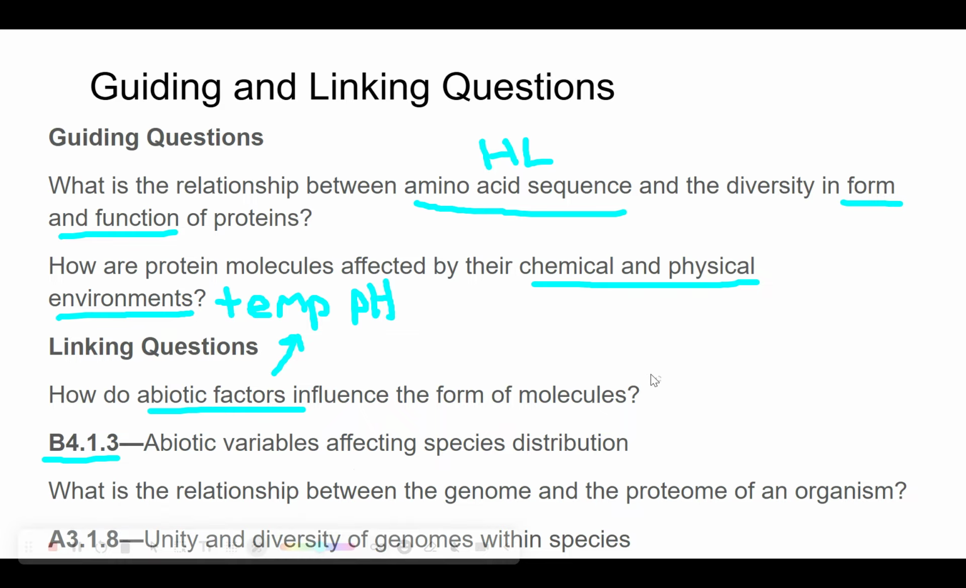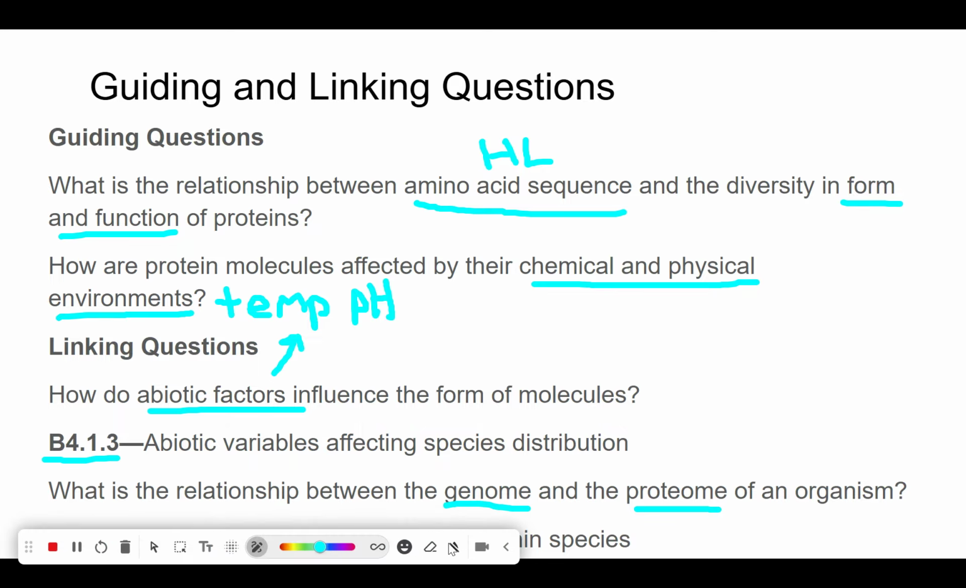And then also, what is the relationship between the genome and proteome of an organism? So the genetics that an organism has and the proteins it is able to make. This comes up again in A3.1.8, the unity and diversity of genomes within a species.